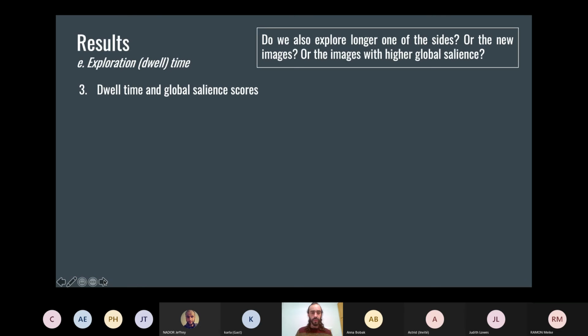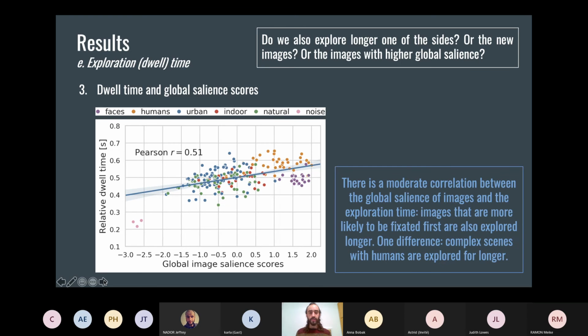And finally, in the last slide, we show that dwell time and global salience scores were moderately correlated. So this means that those images that received higher global salience scores by the logistic regression model also were explored for a longer time.